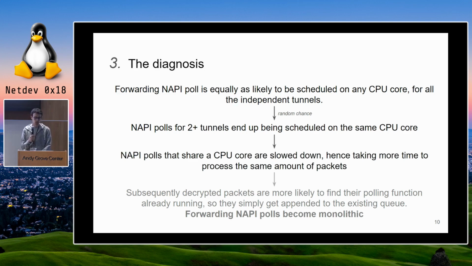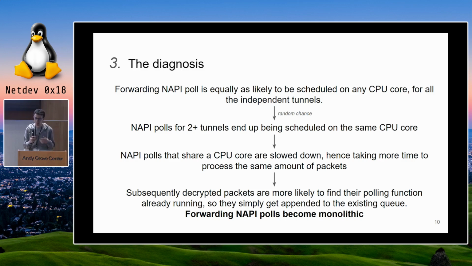Whenever this happens, the natural result is that all of the NAPI devices that share the same software queue are going to be slowed down, meaning that they will take a longer amount of time to process an equal amount of packets, which in turn determines that from the point of view of the packet decryption workers, they will have a higher chance of seeing the NAPI device already being polled rather than having to schedule a new one.